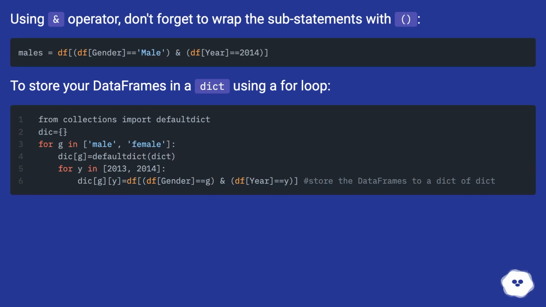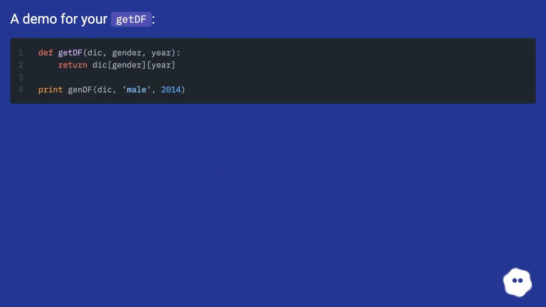Using the AND operator, don't forget to wrap the substatements with parentheses. To store your data frames in a dict using a for loop, here is a demo.